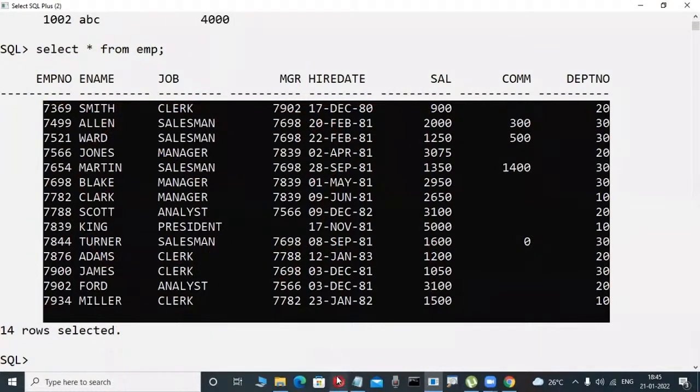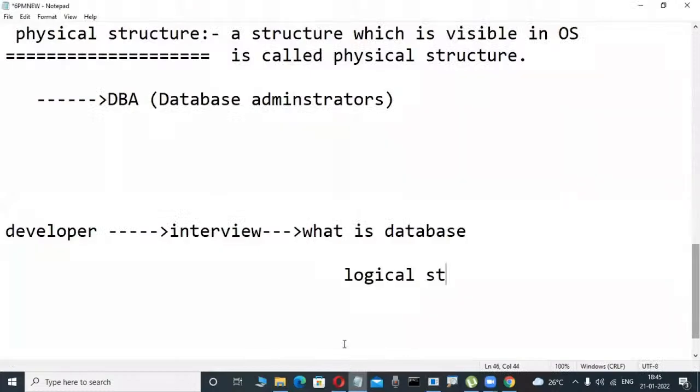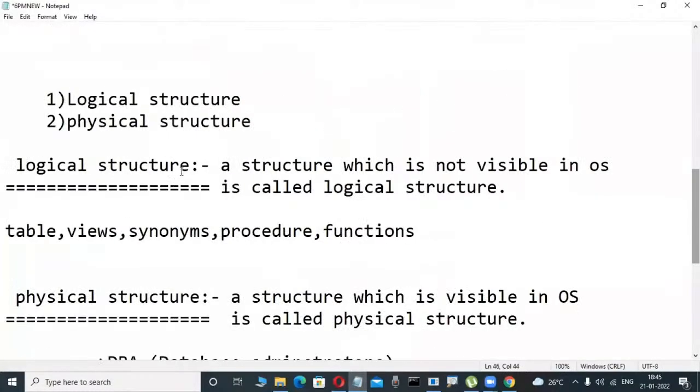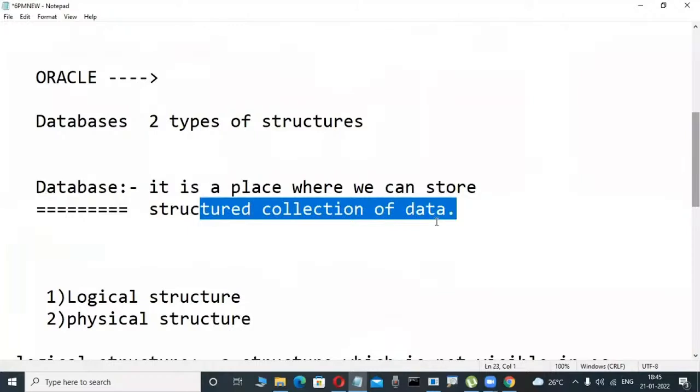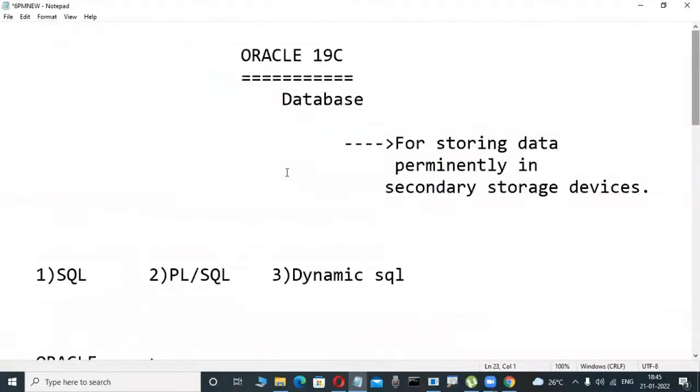That's why in books, or when we type in Google "what is a database", two definitions are there. You may or may not have observed, but most developers write that it is a place where we can store a structured collection of data. Understood? Yes. That's why now, Oracle is a product from Oracle Corporation.